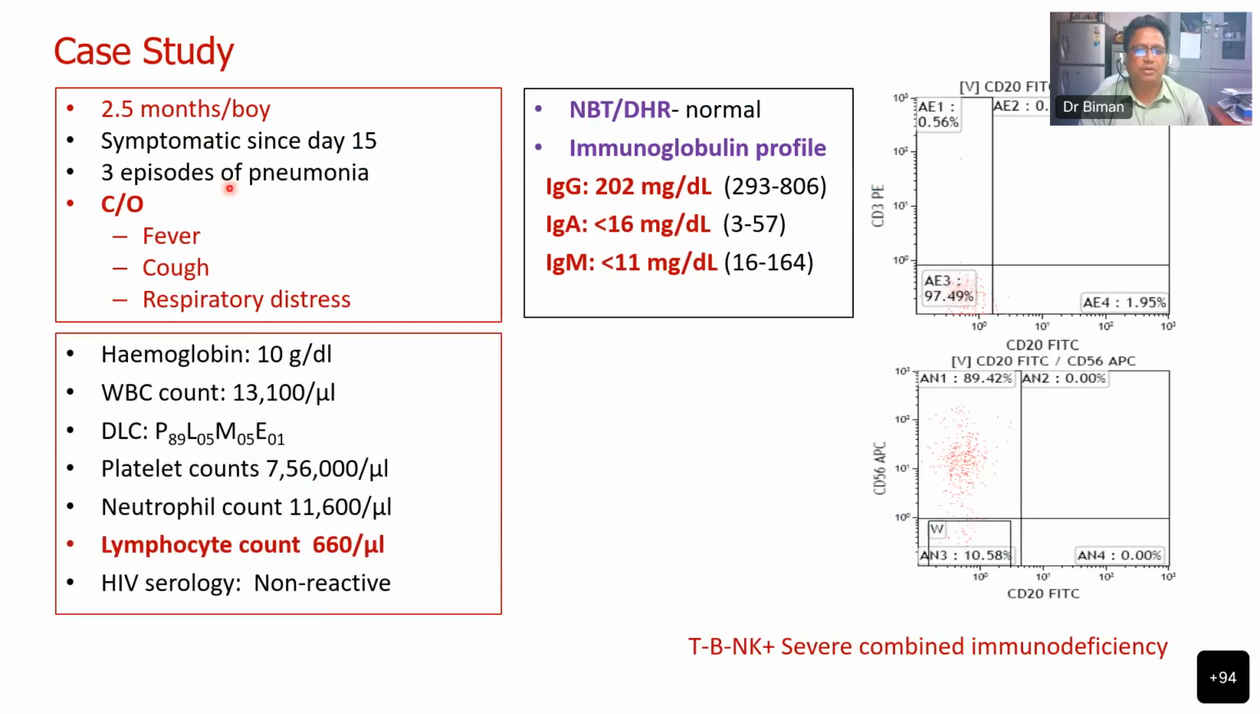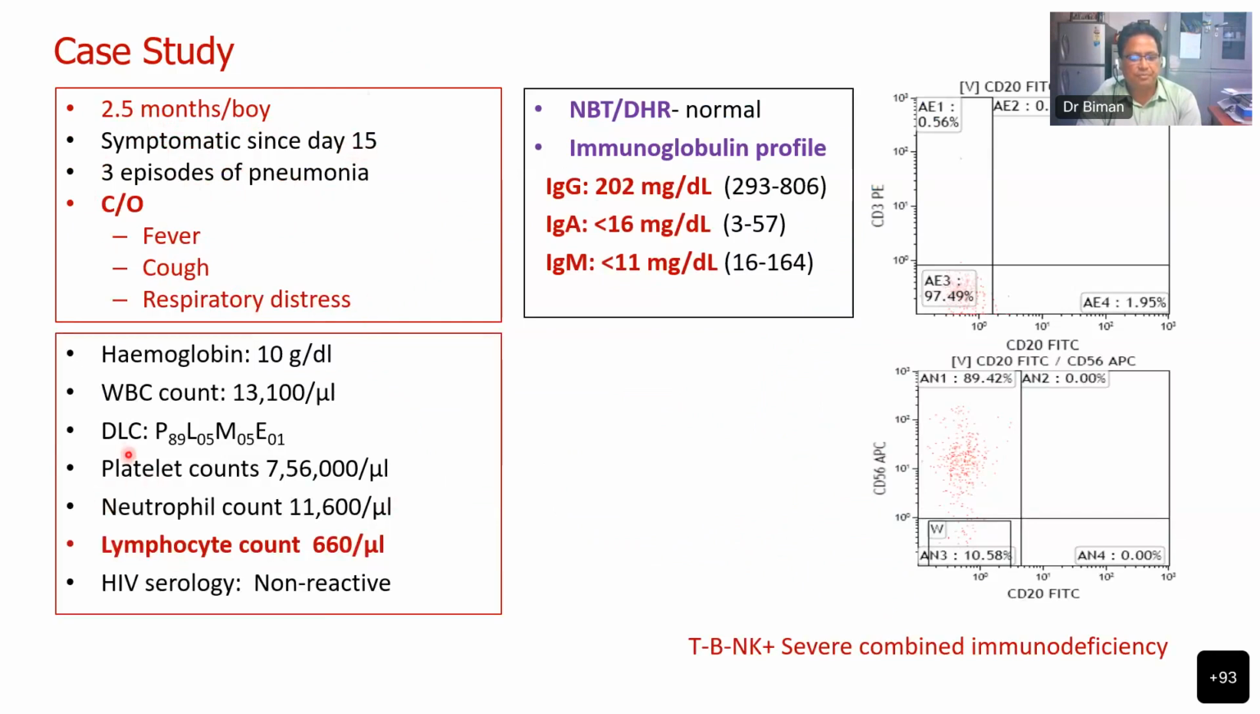So let's have a look at this patient, presenting very early in life, at 2.5 months. Okay, symptomatic since day 15, had 3 episodes of pneumonia, with complaints of fever, cough, and respiratory distress. Remember, this is a boy presenting very early with features of pneumonia and symptomatic very early in life.